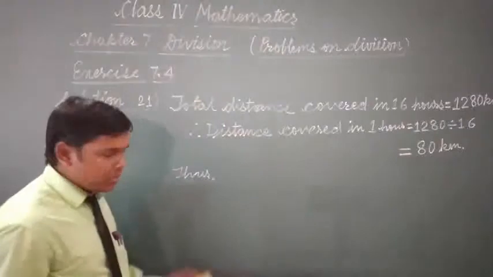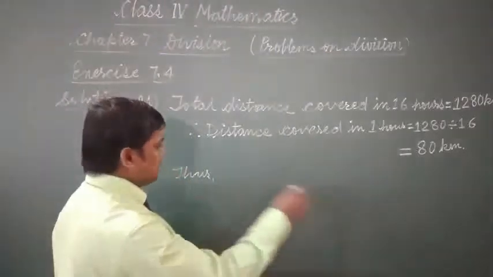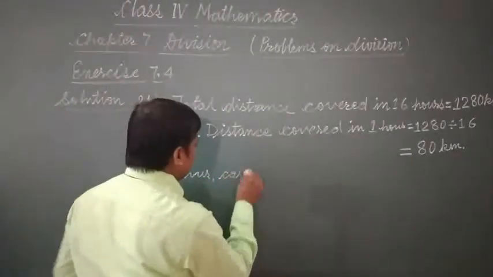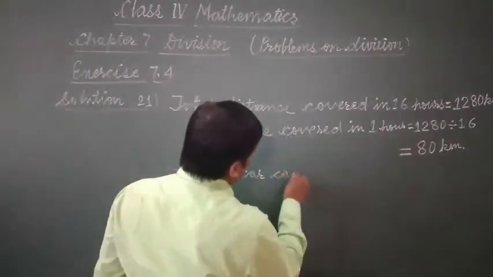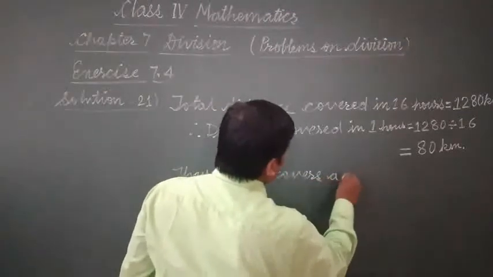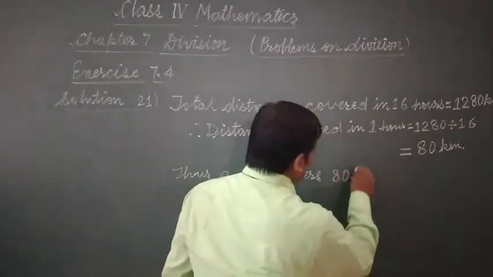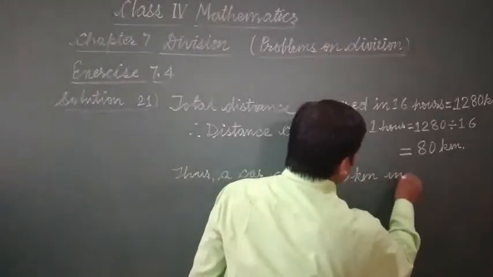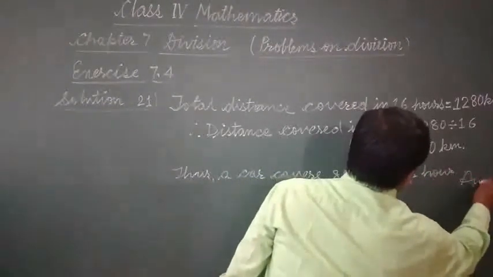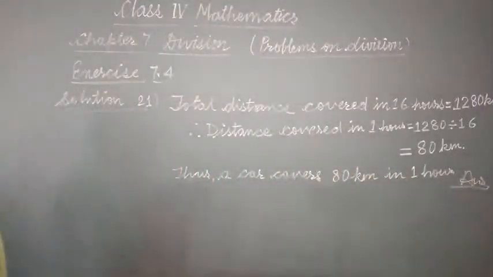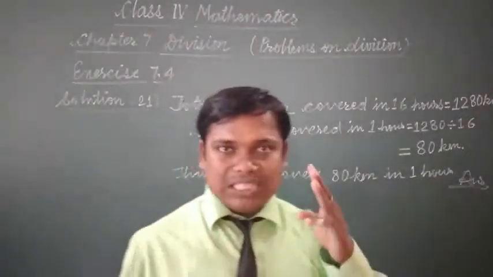the car covers a distance of 80 kilometers. Directly write 80 kilometers in 1 hour. Answer. So this is the solution of question number 21. I hope you understood all these 3 solutions.